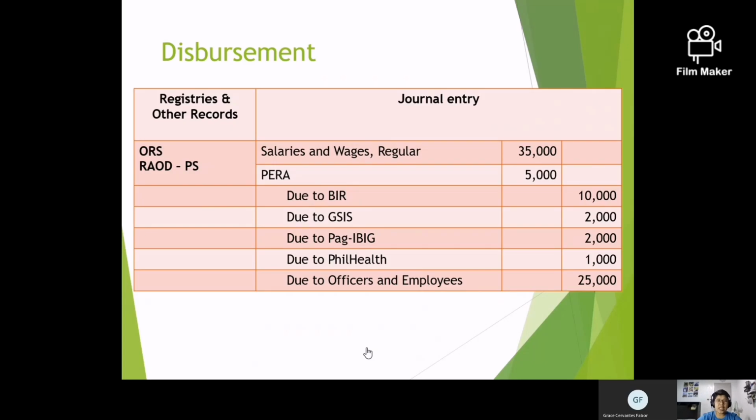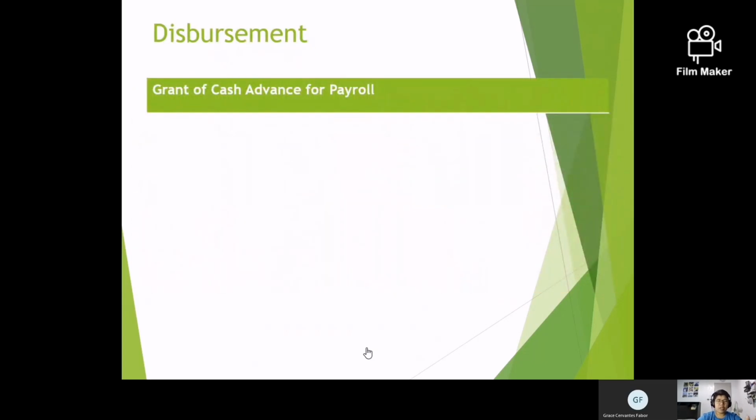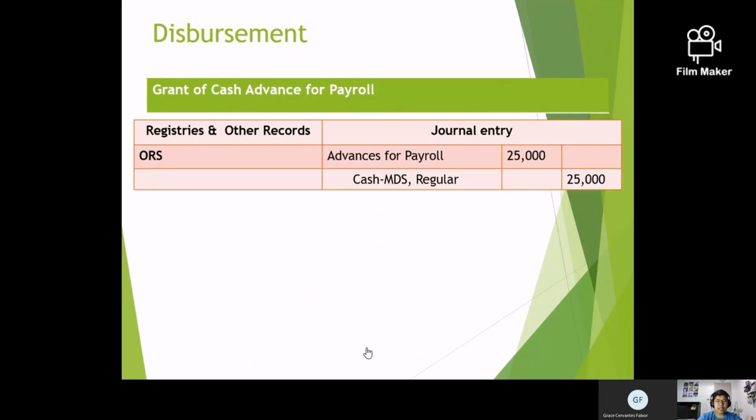So, ano yung registries na i-update natin? Yung ORS, kasi magbabayad na tayo, and then, RAOD. To continue yung disbursement, so, magagrant na tayo ng cash advance para dun sa payroll. So, update natin si ORS, and then the entry, advances for payroll, yung 25,000 na net, and then credit cash NDS regular.